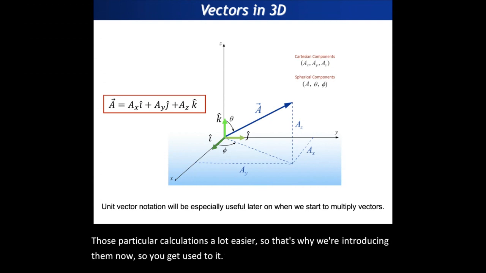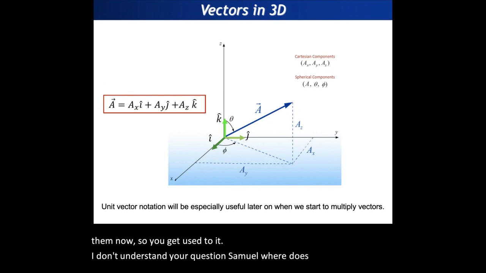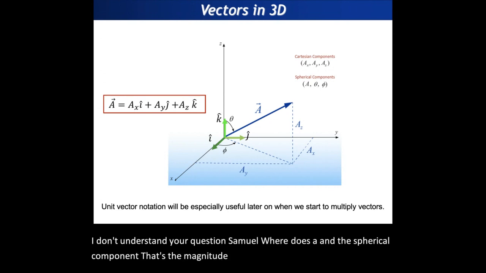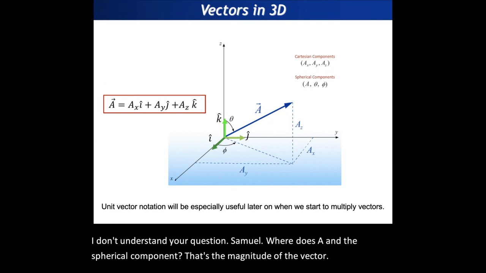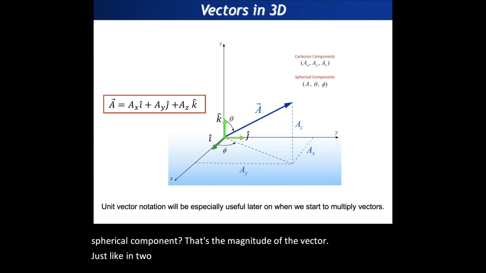I don't understand your question, Samuel. Where does A come in the spherical component? That's the magnitude of the vector, just like in 2 dimensions, we had A and theta.